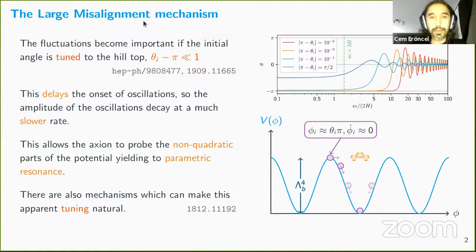The reason why the fluctuations become important in this model is as follows. If you tune the initial point very close to the top, this delays the onset of oscillations. Therefore, the amplitude of the oscillations decays at a much slower rate, because the effect of the Hubble friction is smaller at late times. This allows the axion field to probe the non-quadratic part of the potential, and this leads to parametric resonance, and you create some axion fluctuations. Even though this looks like a tuning in the first place, there are also some mechanisms which can make this apparent tuning more natural.